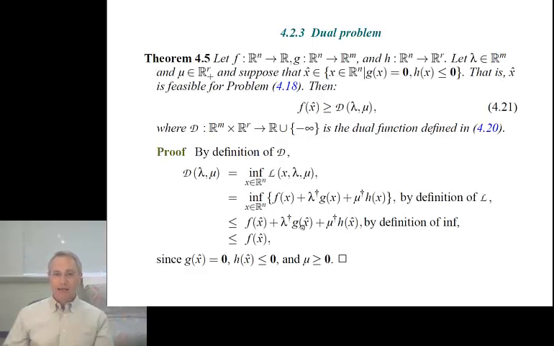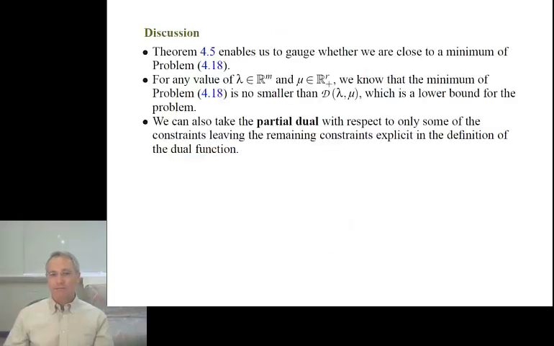But g of x hat by assumption is equal to 0. So that second term there is equal to 0, and h of x hat is less than or equal to 0. So when I multiply it by a vector of non-negative numbers, the product is a number that's less than or equal to 0. So if I replace that by 0, I make the whole expression no smaller, perhaps greater. So that second last line is in turn less than or equal to f of x hat. So the dual function is less than or equal to f of x hat.